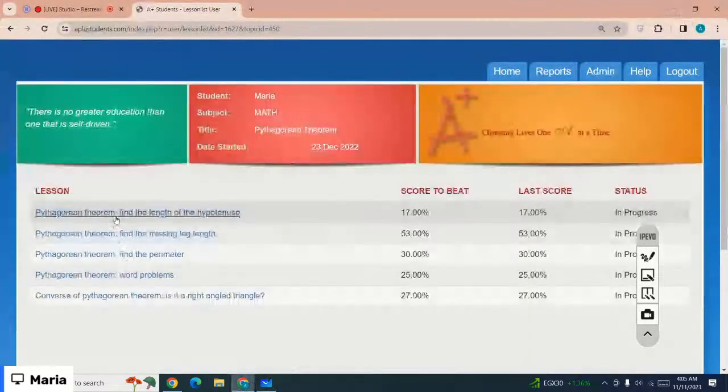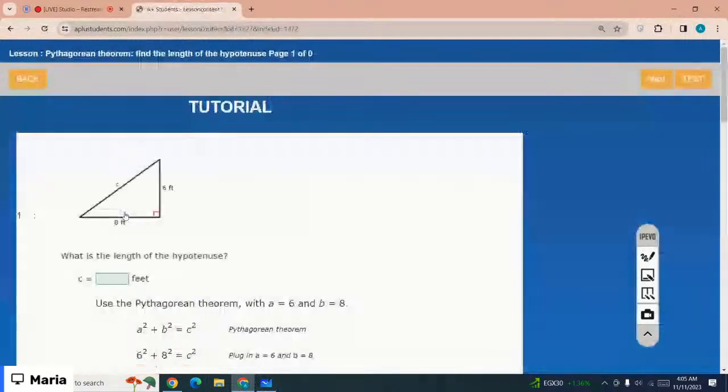So let's just start with the practice questions. Pythagorean theorem, find the length of the hypotenuse. You are given the right angle triangle and the other two sides, and you need to find the hypotenuse, right? So simply use the Pythagorean theorem. You have to calculate the sum of squares of the other two sides, right?